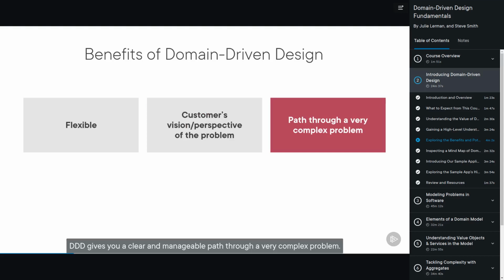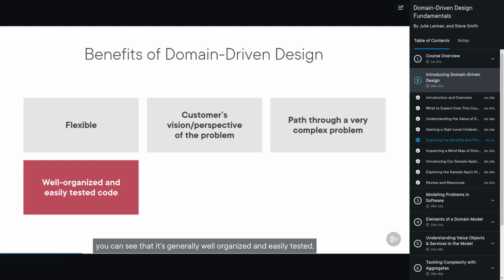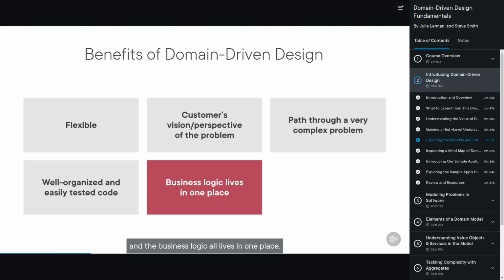DDD gives you a clear and manageable path through a very complex problem. When you look at the code, you can see that it's generally well organized and easily tested, and the business logic all lives in one place.